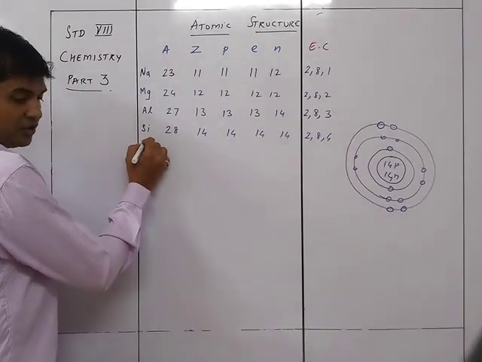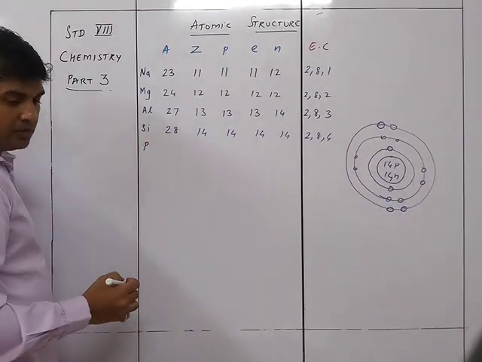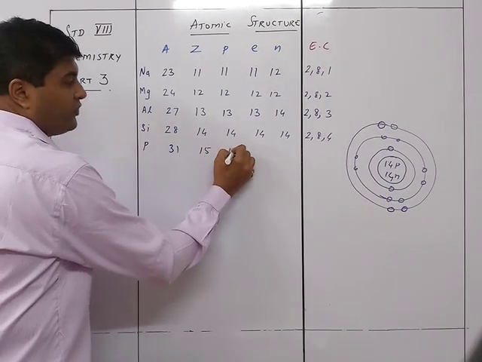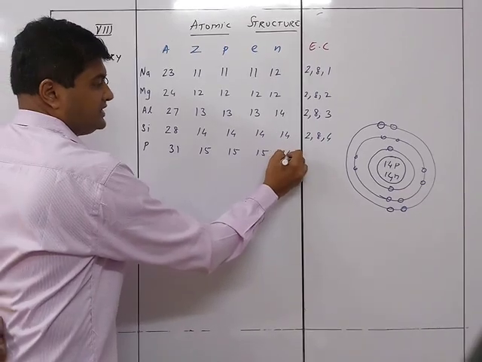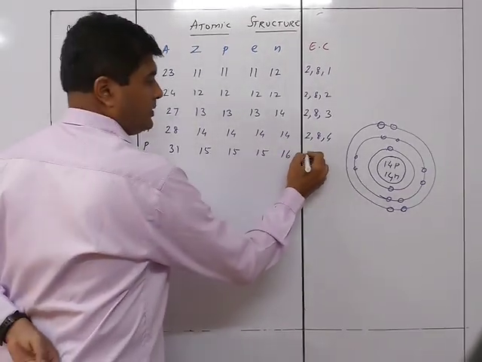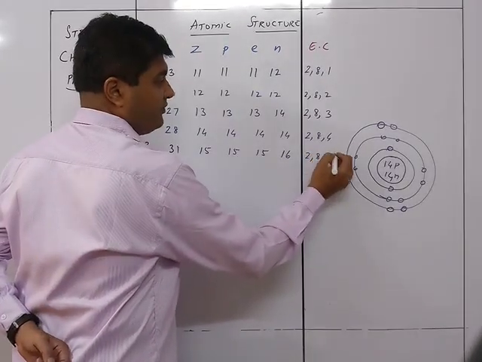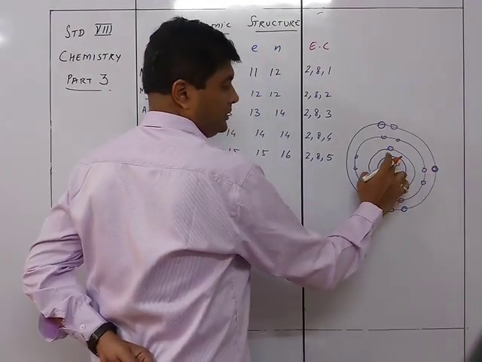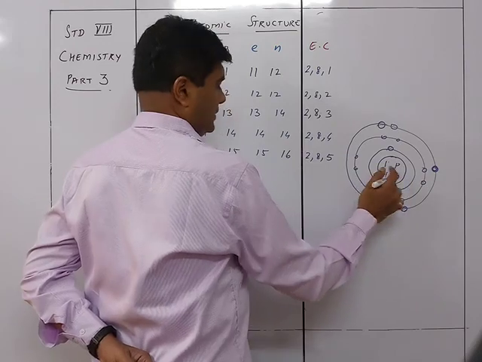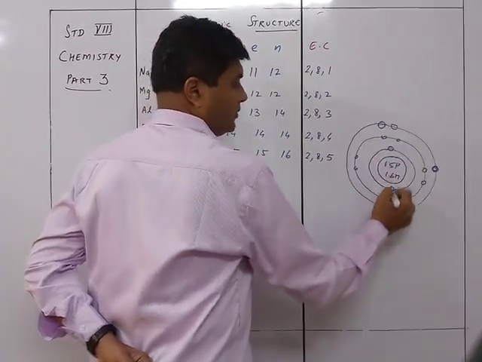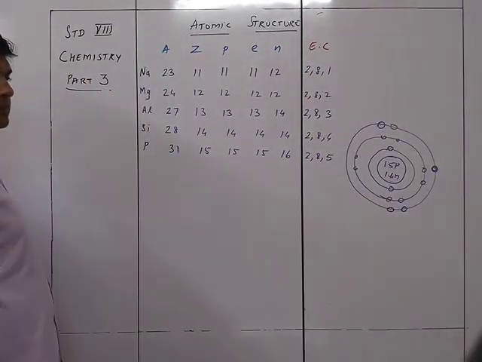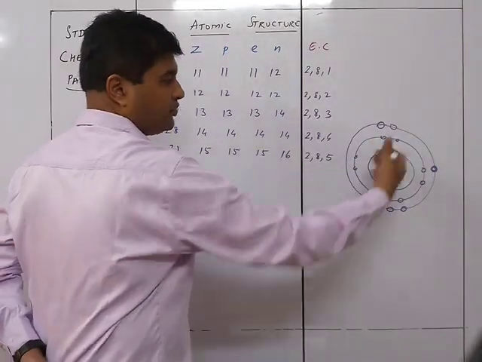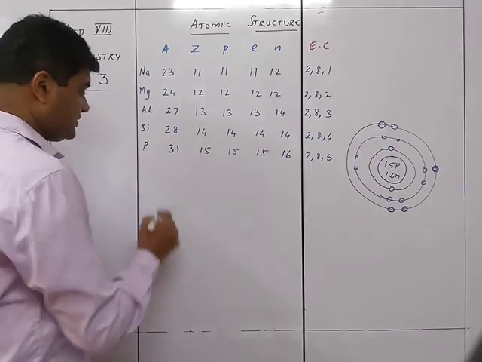Then it is phosphorus, which is 31 and 15. So it's 15, 15, 16. So it will be 2, 8, 5. That means there will be one more electron here with the number of protons and neutrons increasing to 15 and 16. So this particular diagram is for phosphorus.